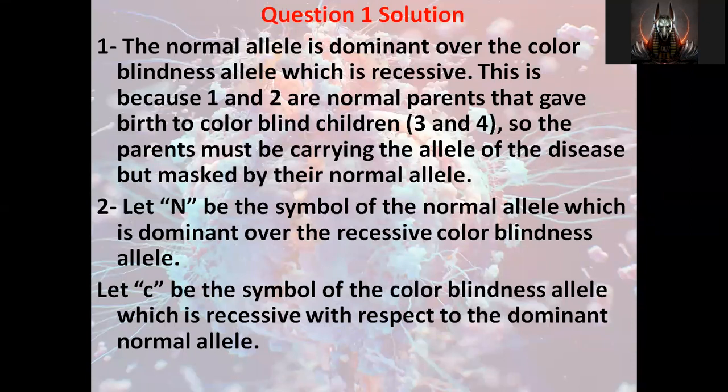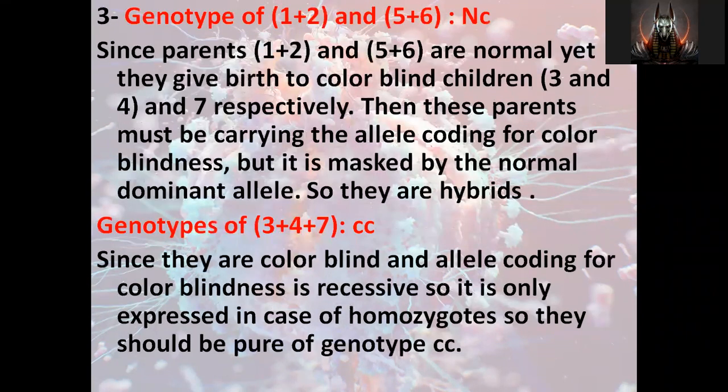As Yousef said, let capital N be the symbol of the normal allele, which is dominant over the recessive color blindness allele. Let small c be the symbol of the color blindness allele, which is recessive with respect to the normal dominant allele. Here, what did I do? This is according to you: if individuals have the same genotype and the same explanation, you can work them together. So I worked individuals 1 and 2 and individuals 5 and 6 together, like what I did.